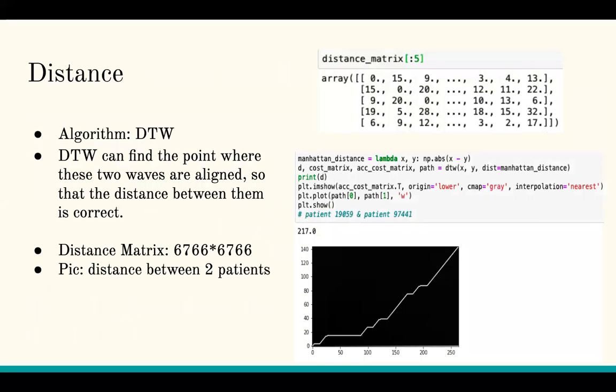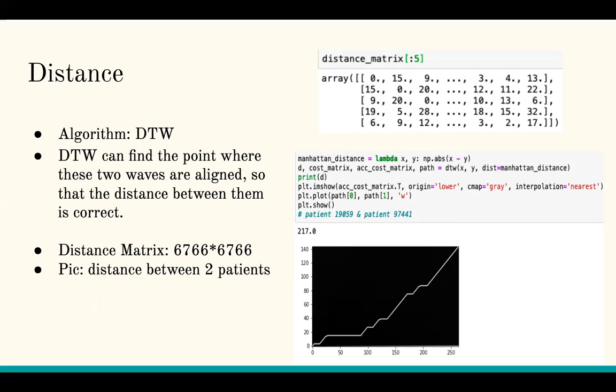And next, when we get the vectors, we want to calculate the distance between the patients. So the method we're using here is dynamic time warping, which can find the points where these two waves are aligned. So the distance between the patients is correct.